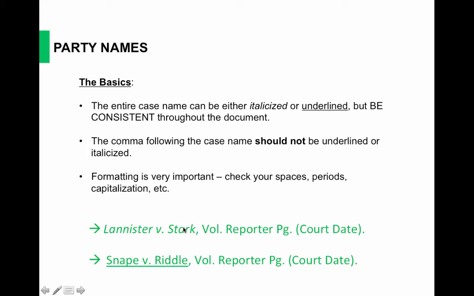So both of these examples, Lannister v. Stark, Snape v. Riddle, would be correctly written. It seems pretty basic. It's just that when you have multiple party names, it might get confusing, or when you have to abbreviate things, it might get confusing. But you're just going to stick with one of the first party's name on both sides and then abbreviate it as the Blue Book provides.